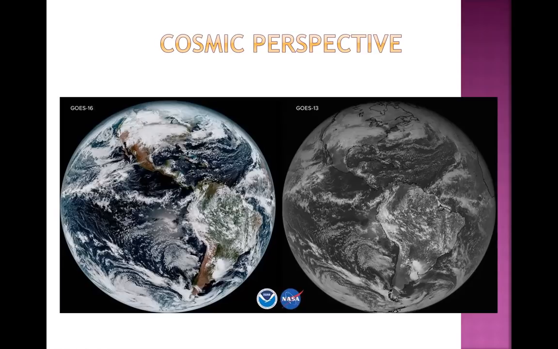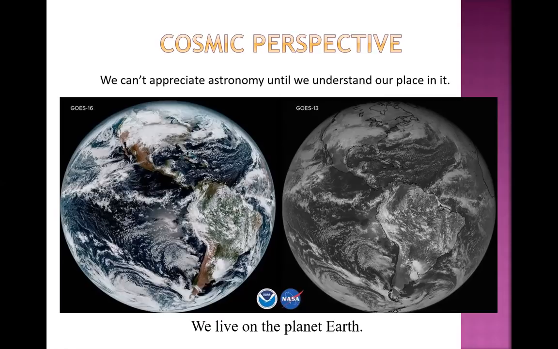So I can keep zooming out and zooming out to understand the scale of where you are, your perspective of where you are. We can't appreciate astronomy, we can't really grasp onto it, until we understand where we fit into astronomy. And these two pictures just represent good old-fashioned Earth from two different satellites, one with color, one without. But the key idea here is that we live on planet Earth.